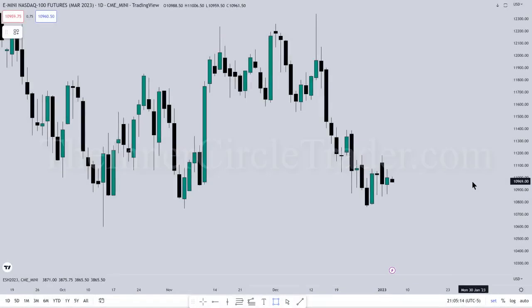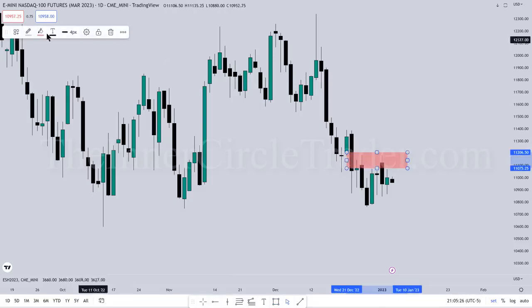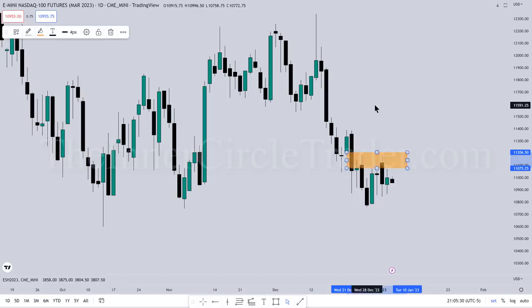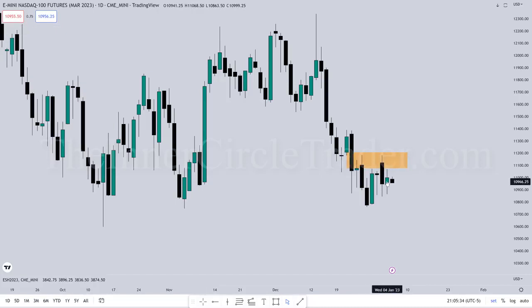We're going to be looking at the NASDAQ 100 futures March delivery contract for 2023. This is our daily chart. Let's go right into the volume imbalance right in here. This is a level I had in mind for Wednesday's trading. I was expecting it to trade up into that.